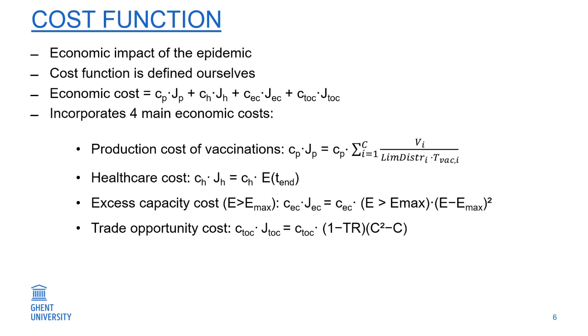The third cost represents the excess capacity cost. This cost plays an important role if the epidemic rises above the predefined maximal epidemic capacity which the society can manage. The last cost stands for the trade opportunity cost, which depicts the economic loss with respect to the best possible alternative and is determined by the imposed limited travel rate between the populations mutually.